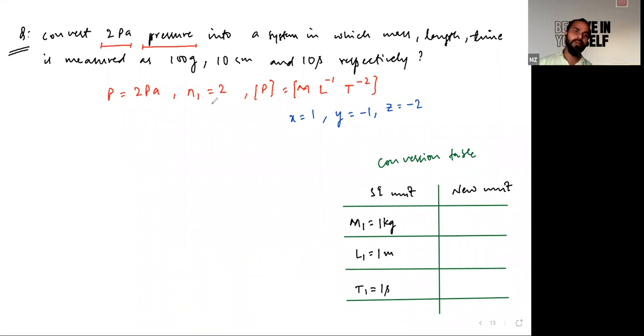Now, check the quantity which is being measured in the second unit. So mass is measured in terms of 100 gram. So we can write N2 is equals to 100 gram. Length is in terms of 10 centimeters. So we can write L2 is equals to 10 centimeters. And time is calculated in terms of 10 seconds. So T2 would be 10 seconds. Is it clear to everyone?